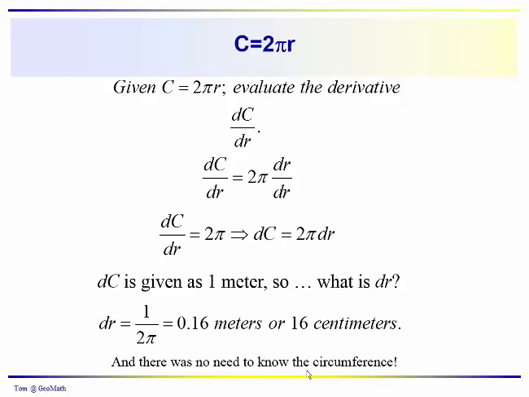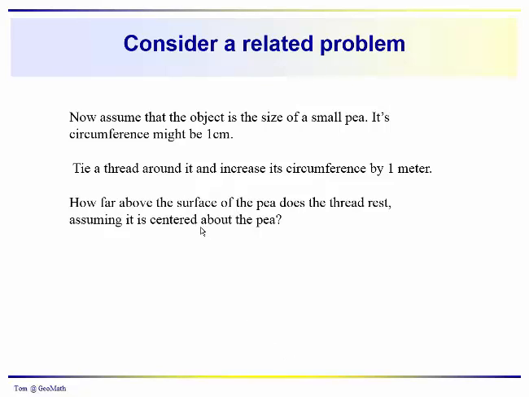So it kind of brings us back to that question of what if it was the Sun, or what if it was an electron? So, what would the change in radius be? So think about that for a moment. Let's use a small point again. An electron, the Moon, the Sun, the solar system. So we're going to tie a thread around the point. We're going to increase its circumference by 1 meter and ask the question, okay, how far above the surface of the point does the thread rest? We're going to center it about the point, and it's going to be perfectly circular, centered about the point. How far above the surface does the thread rest?